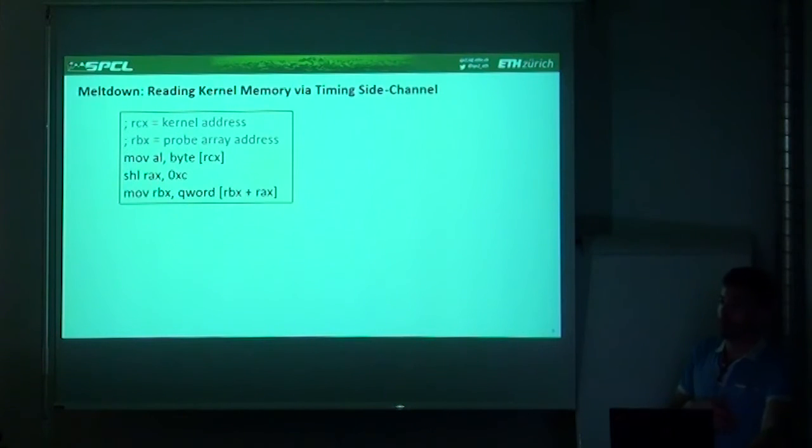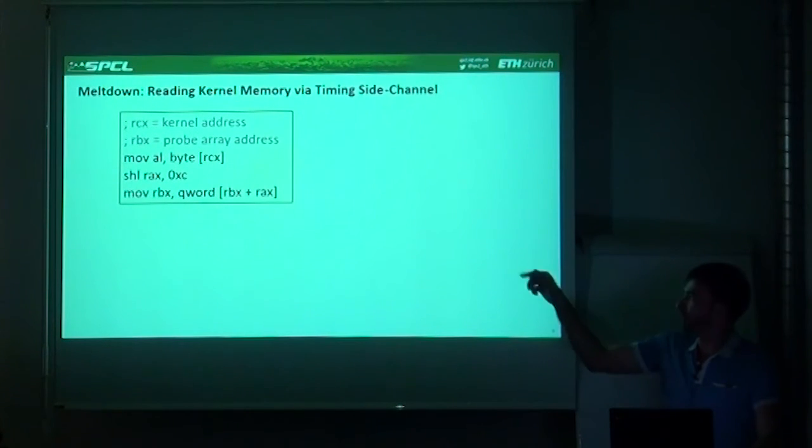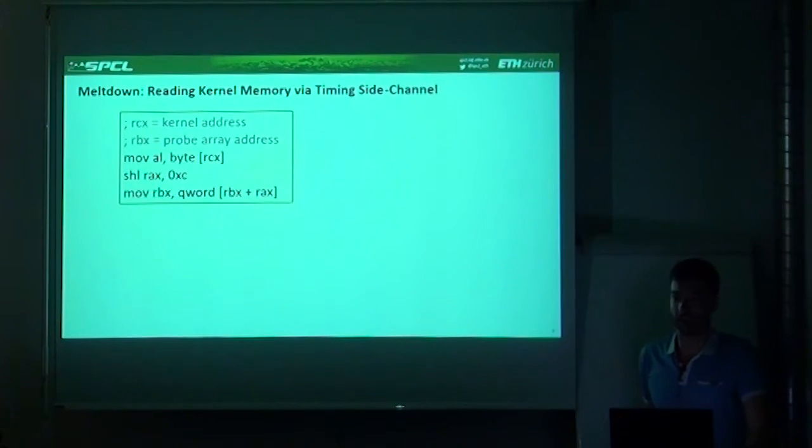And in another part of the program that we control, we can read the probe array and see what was the byte that we read from this address RCX. We can do this at a speed of 10K per second. So this is how you can read any physical memory at quite a high speed.